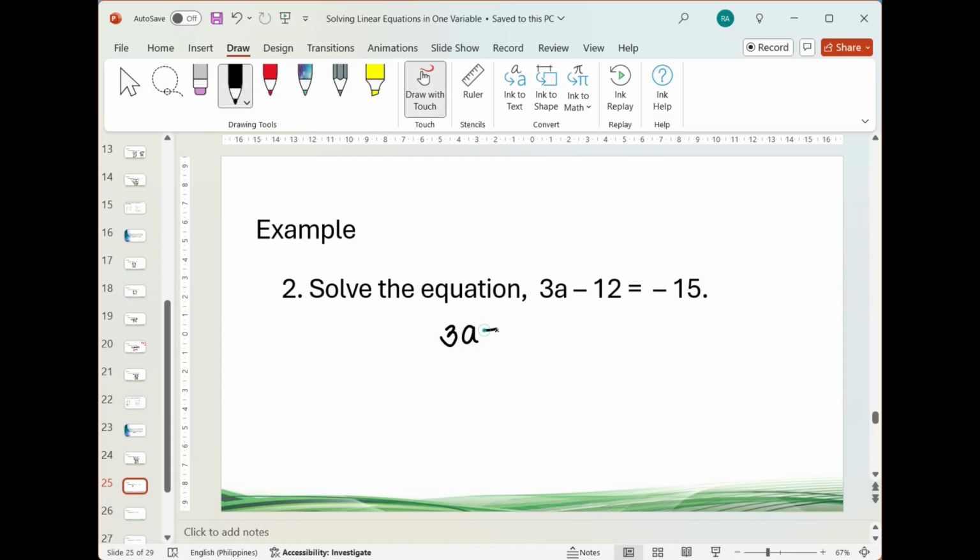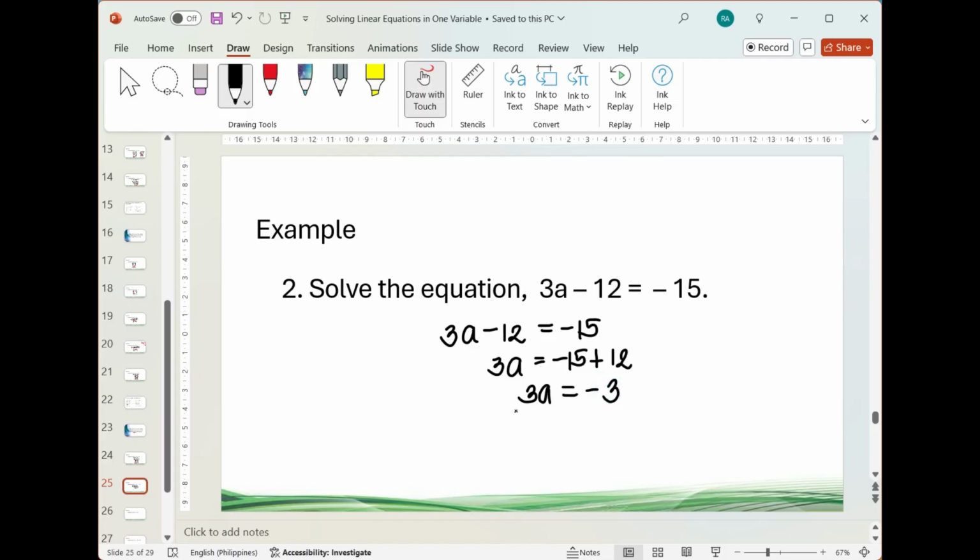3a minus 12 is equal to negative 15. So, dapat yung term na may a mag-iisa lang or isolated sa left side. So, it implies na need nating i-transpose si negative 12 doon sa right. So, magiging 3a is equal to negative 15. Transposing negative 12, magiging positive 12 na siya. So, we now have 3a equals negative 15 plus 12 is negative 3.